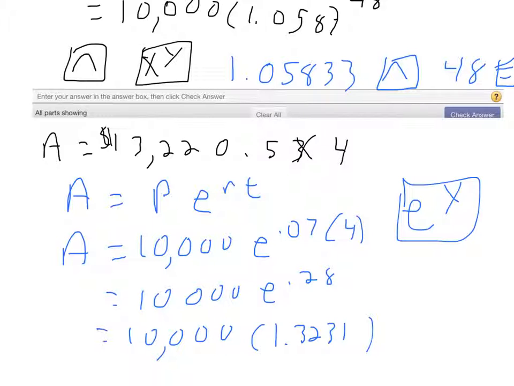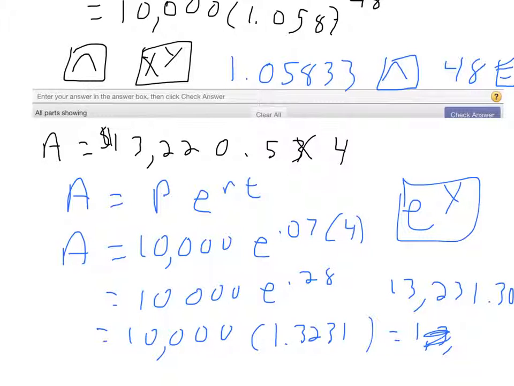I'll multiply by 10,000. And let's see, there's not much room here, but I get 13,000. Excuse me, $13,231, and looks like if I round, it'll be 30 cents.